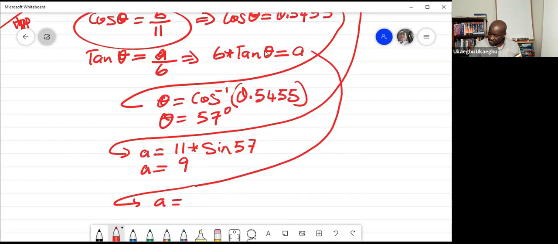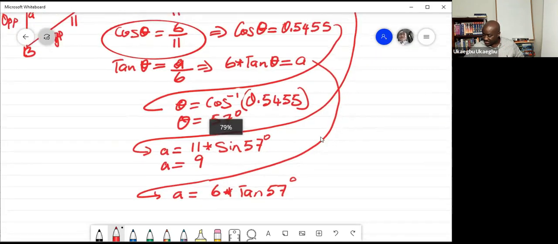So A is also 6 multiplied by tangent 57 degrees. Let's try it again. So you press your calculator, 6 multiplied by tangent, press the tangent button in your calculator and enter 57 degrees, close the parentheses and hit enter. The same thing, 9. It gives us the same value. A is 9.